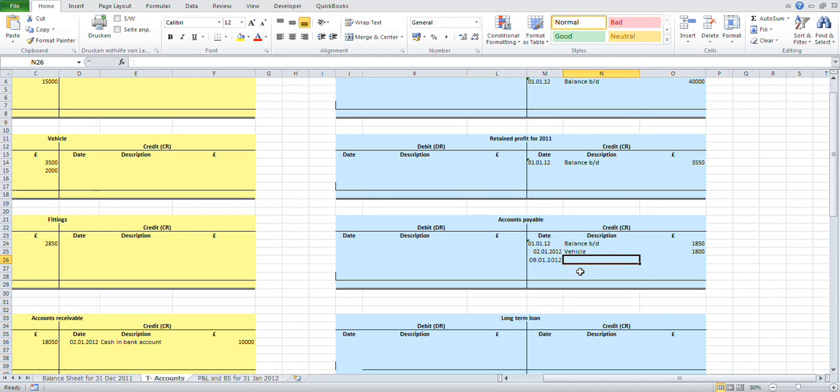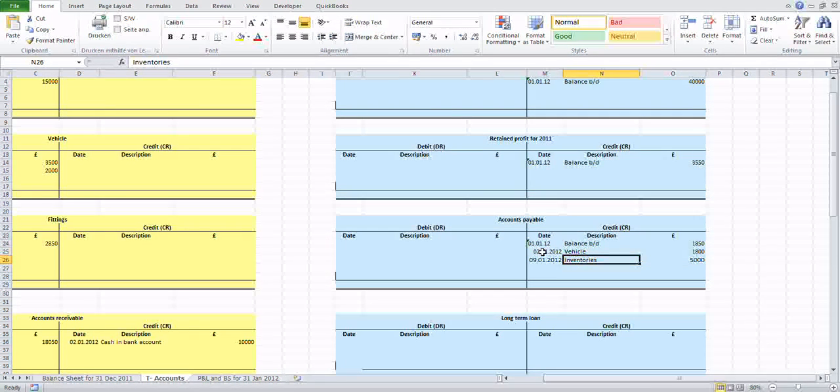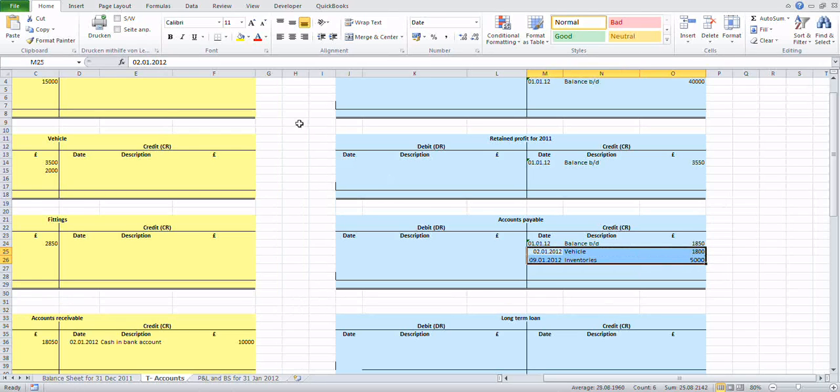Inventories, 5,000. You see that the fonts are not quite in sync, so we just make sure that they are. A bit too large. If this happens, don't worry, this is easily fixed. And there you go, we have recorded this third transaction.